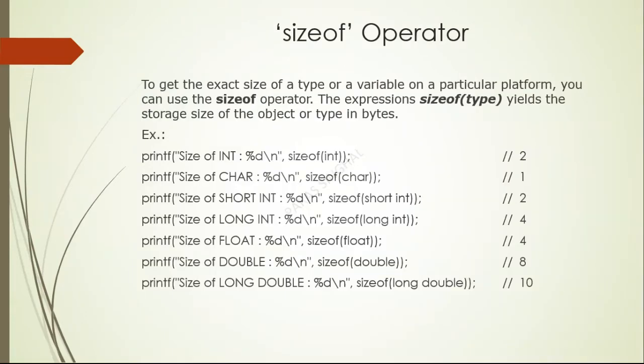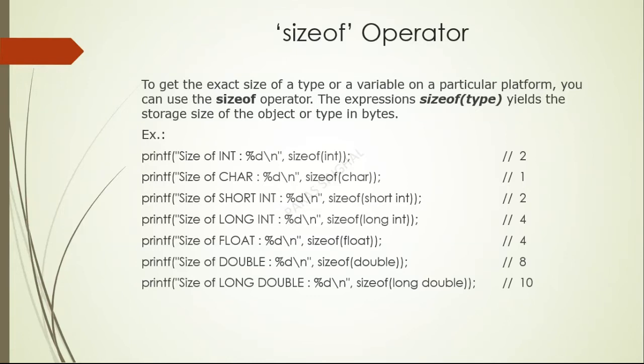Next is sizeof operator. To get the exact size of a type or a variable on a particular platform, meaning the architecture, which is 32-bit system or 64-bit system, you can use the sizeof operator. The expression sizeof in parentheses a type, which is data type, yields the storage size of the object or type in bytes. We can also use variable name in sizeof operator, and it will result in size of variable.